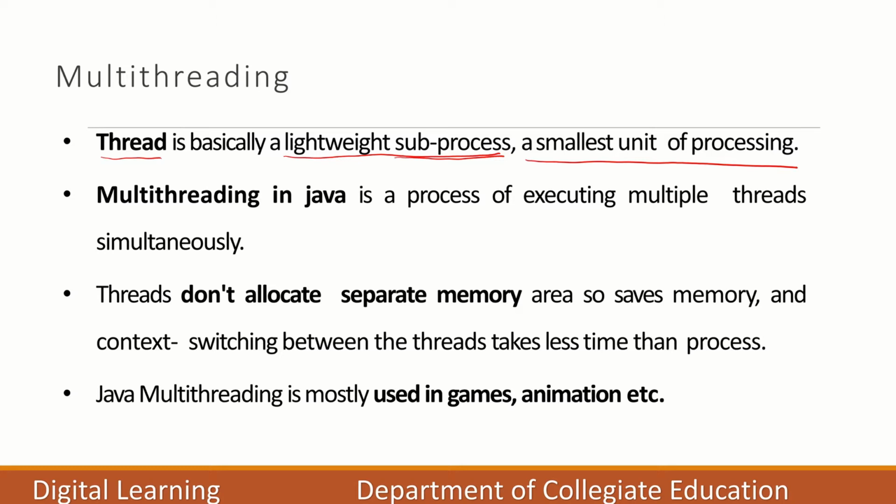Java supports us to create multiple threads and these threads can be executed simultaneously. So the independent parts of the program can be executed simultaneously by using this multi-threading concept. What is the advantage of this thread? Threads don't allocate separate memory. In the operating system, every process should be allocated memory. But here, since we divide one process into threads, we don't need to allocate separate memory.